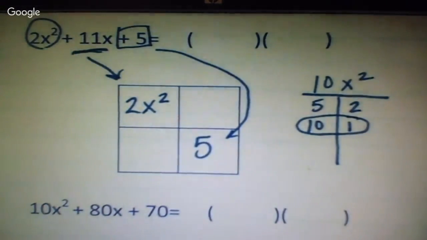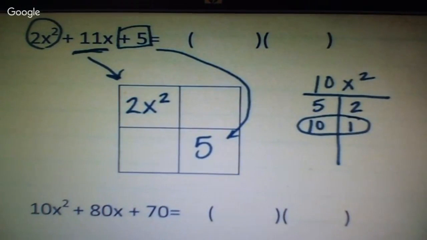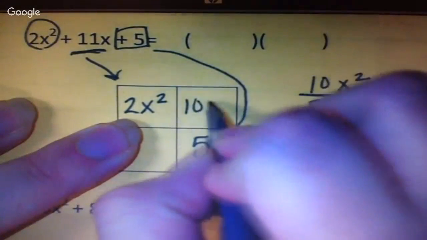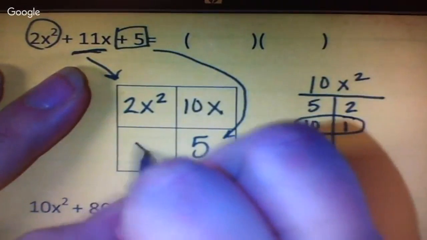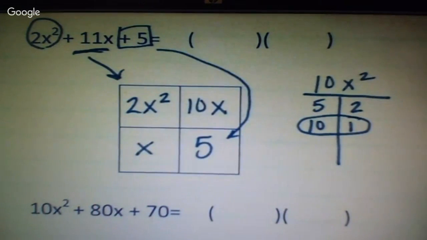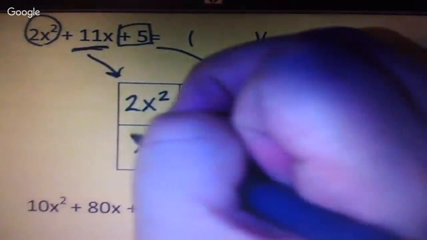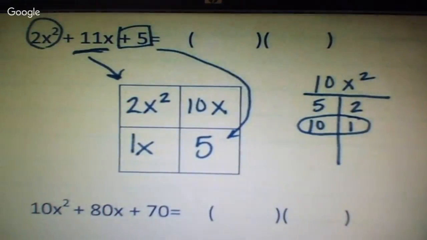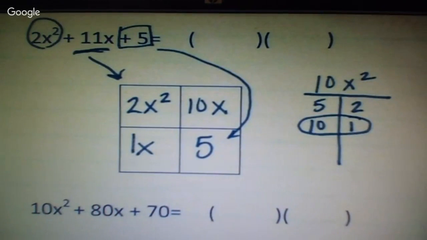Because my middle term is positive, that means my 2 terms have to be positive. Okay. So we've got positive 10x and positive just x. Because remember, I do not need to write the coefficient of 1. If you want to write 1, it doesn't cause a problem. So I can write that 1 there. It doesn't change anything.